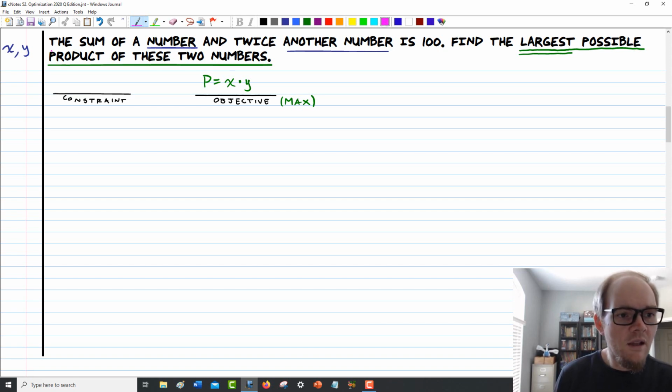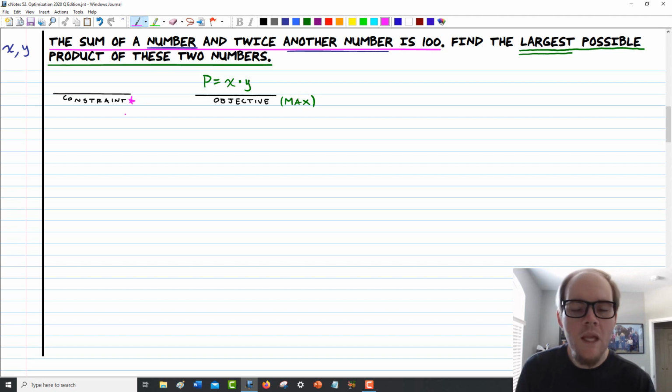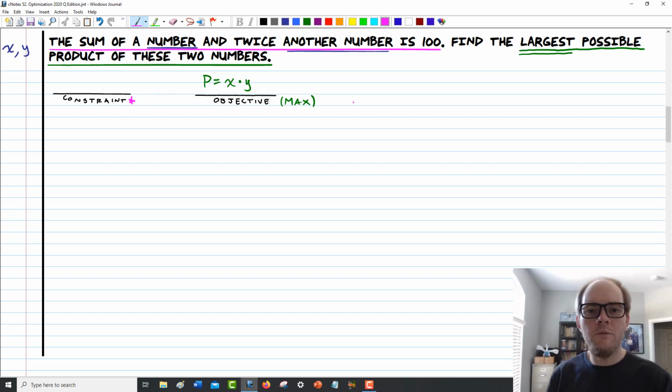Now second, they start telling us some information about the sum of the number and the twice another number. So they're giving us some information here, which is a little bit awkward, but that is obviously going to be our constraint. So our constraint is what we're stuck with. If we want to find the largest possible product, we can't choose 10 trillion and 26 billion 42, because then the sum of one number and twice the other won't be 100. So we're limited by what we can choose. We are constrained by that first statement.